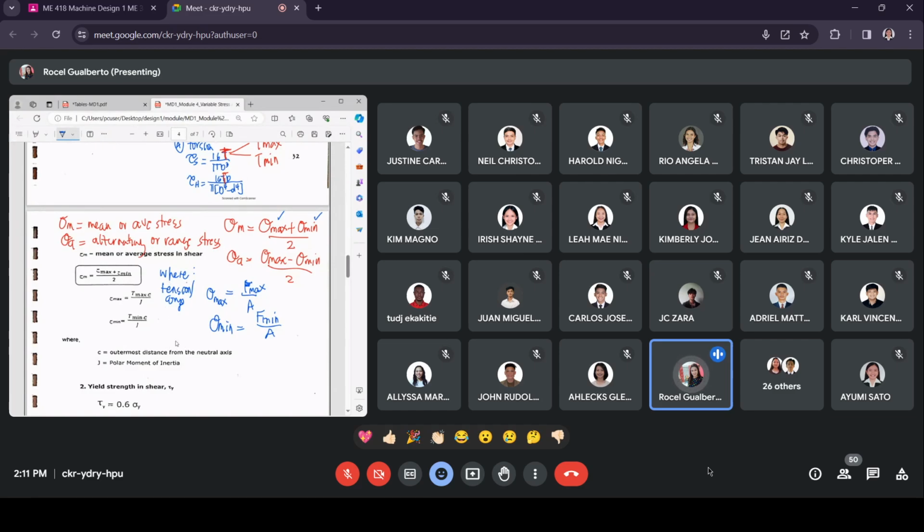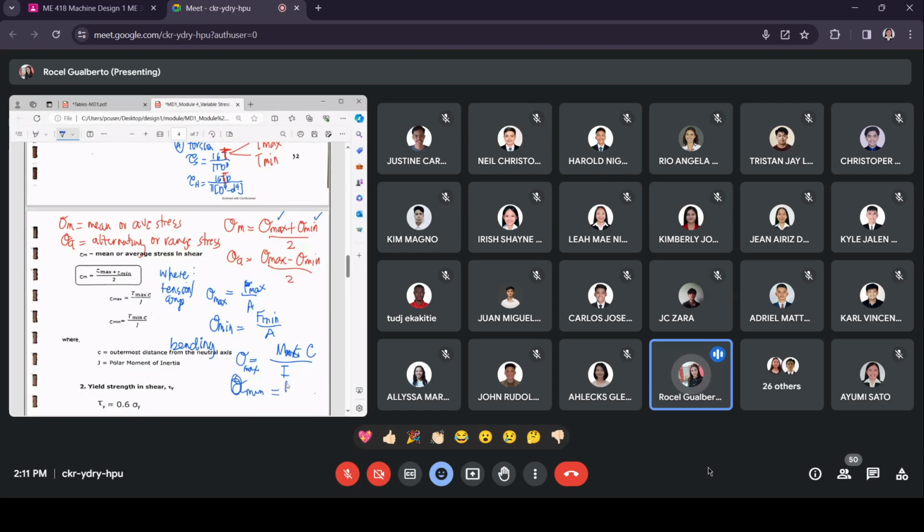Kapag po bending, what would be the equation for bending? Sigma equal to MC over I. So I want here sigma maximum. So what would be sigma maximum? M max C over I. And what is sigma minimum?